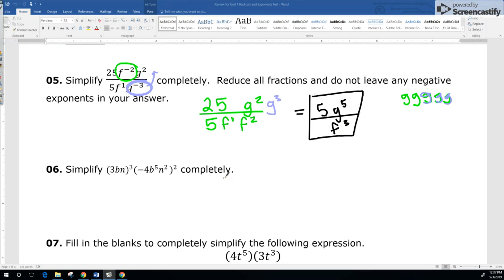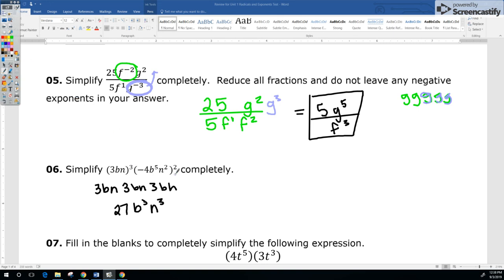Okay. Kind of the same deal going on here. I just don't have any negative exponents, and I have parentheses with a power on the outside. So what that means is I'm going to take this entire quantity, this entire parentheses, and I'm going to multiply it by itself 3 times. So I have 3bn, 3bn, 3bn. 3 times 3 times 3 is 27. BBB and NN.